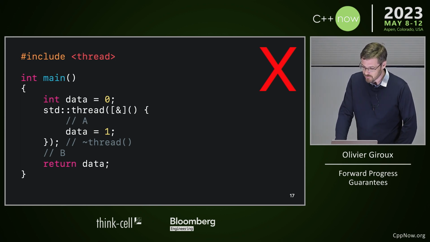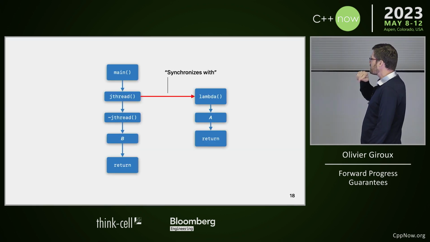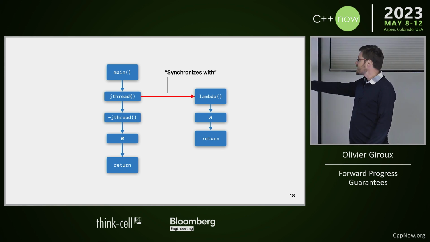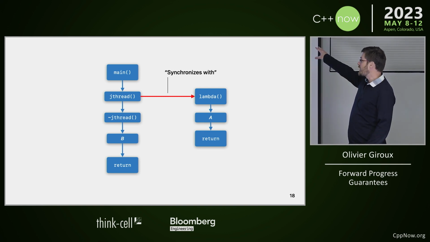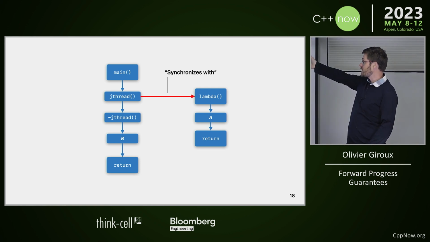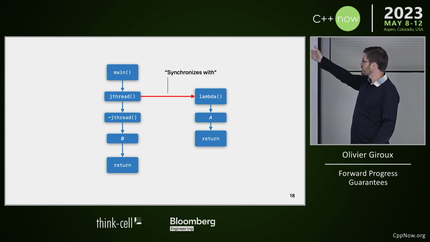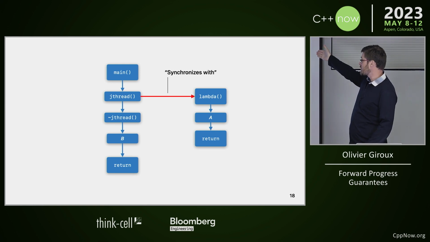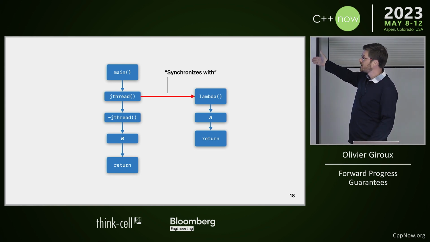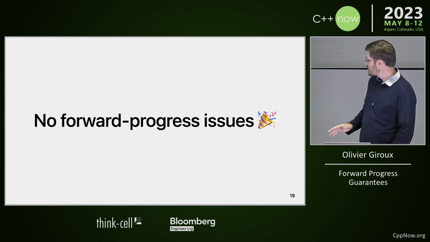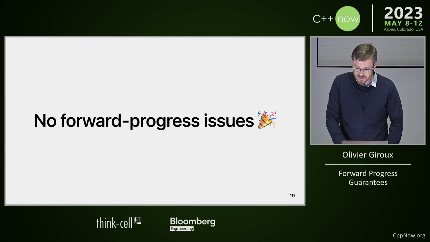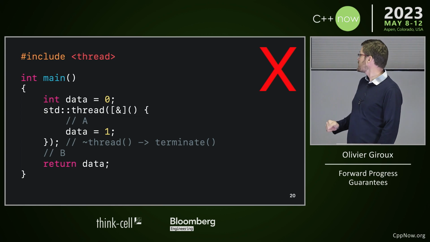So this code has a bunch of problems. So we're going to start with the graph. Interestingly, it's got 2 threads. So we have 2 chains of sequence before, each starting with an invocation. So we have the invocation of main, then in sequence before, a JThread constructor, a JThread destructor, B, although those are probably not sequenced here. It synchronizes with relation from my JThread constructor to the invocation of the lambda, sequence before evaluation of A, sequence before its return. Great. We don't yet have forward progress issues, but the reason we don't is we've got a bunch of problems.